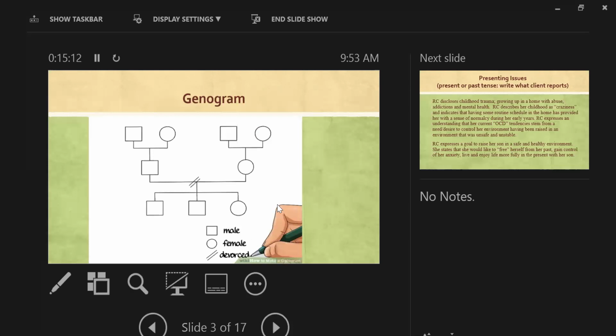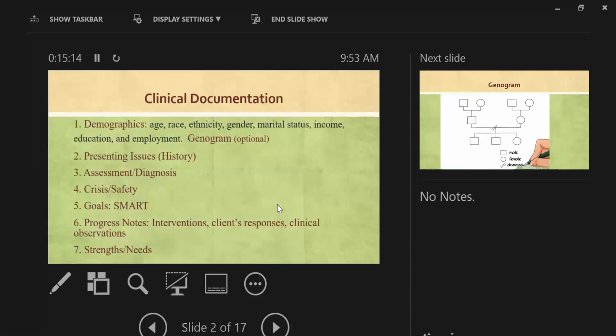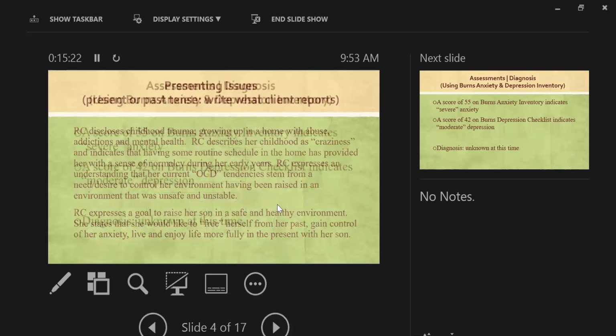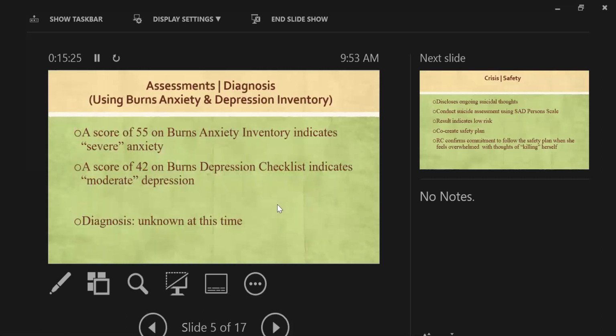All righty. Okay, so where were we? Demographic, presenting issues, assessment and diagnosis. So we did that. Remember those two assessments that I mentioned, the anxiety and depression. When you complete the assessment, there's a score, so in your documentation, write that down. A score of 55 on Burns Anxiety Inventory indicates severe anxiety. A score of 40 on Burns Depression checklist indicates moderate depression. Diagnosis unknown at this time.